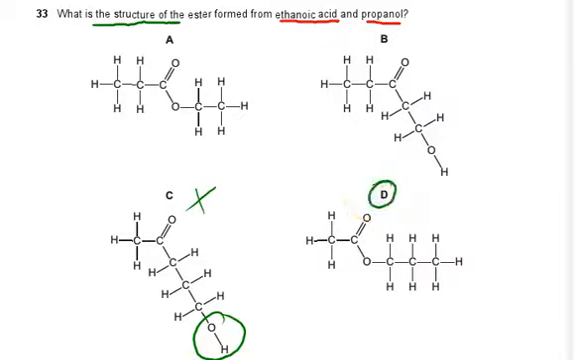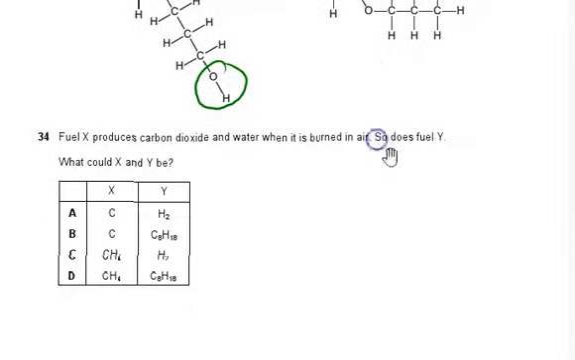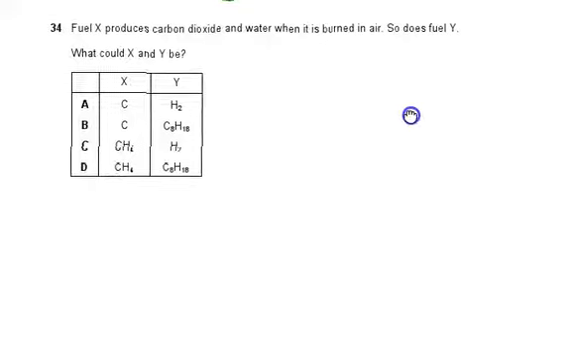Okay, D is your best answer. Okay, now 34. A fuel X produces carbon dioxide and water when it is burned in air. So does fuel Y. What could be X and Y?